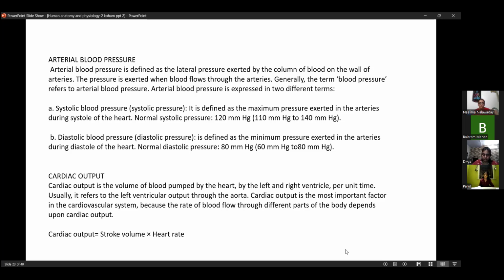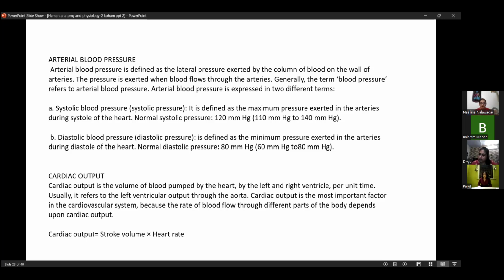Then diastolic is defined as the minimum pressure exerted in the arteries during diastole, that is relaxation of the heart. Normal, that is lower limit blood pressure, is 80 mm of Hg, but 60 to 80 is normal. Right? It is clear. Now we saw heartbeat, we saw cardiac cycle. Now systole and diastole, there is no confusion. Systole is contraction, diastole is relaxation. Systolic blood pressure is upper limit, diastolic is lower limit. Normal blood pressure 120 by 80 mm of Hg.